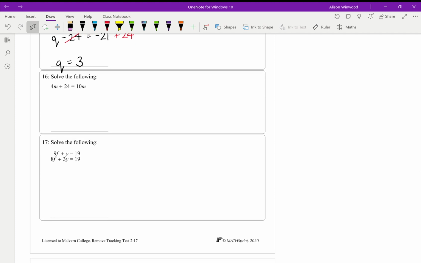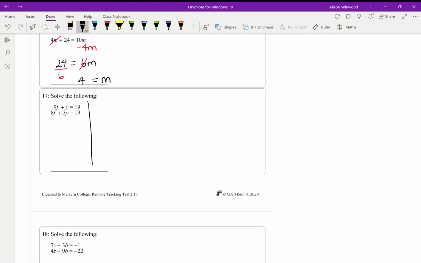If I've got letters appearing more than once, I'm going to move them all to one side. So I'm going to subtract 4m from both sides. So I'm left with the 24 on the left. 10m subtract 4m is 6m. Opposite of multiply by 6 is divide by 6. 24 divided by 6 is 4. So 4 equals m.